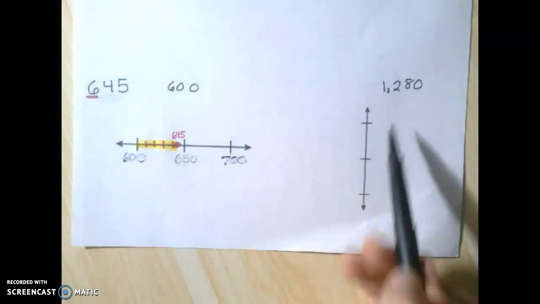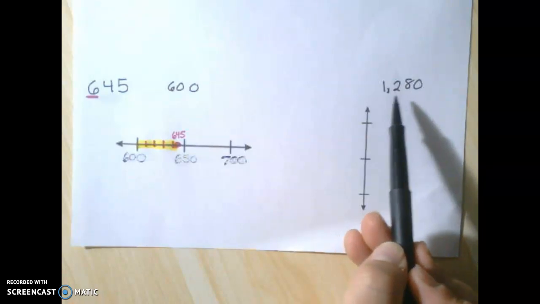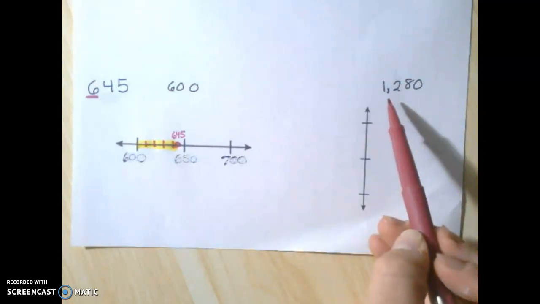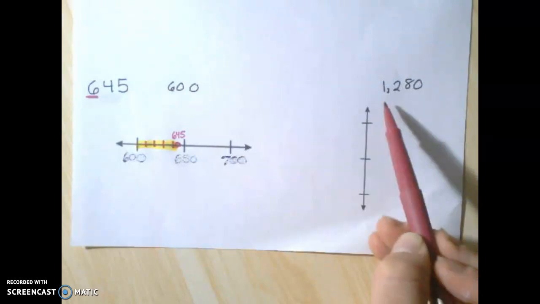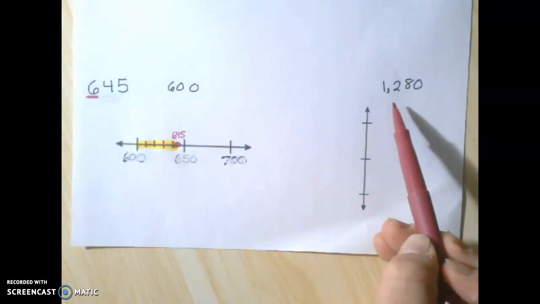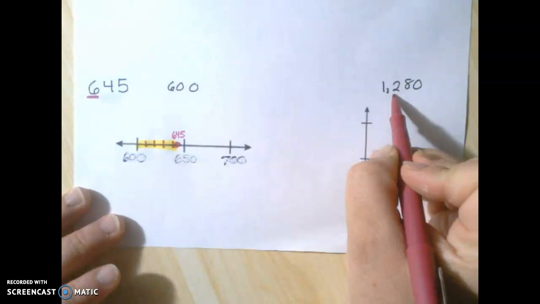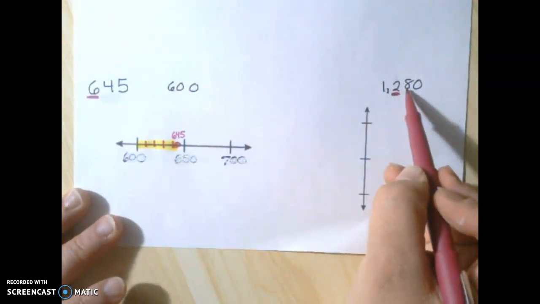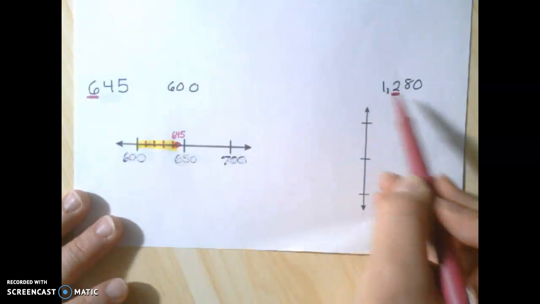All right, let's take a look at our next example. We have 1,280. For this one, we want to round it to the hundreds place. What digit is in the hundreds place? Good, the 2 is in the hundreds place. I'm going to underline that. I have ones, tens, hundreds, and then thousands.